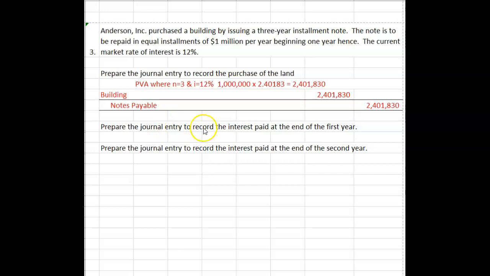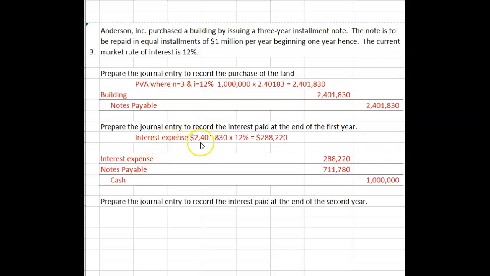Prepare the journal entry to record the interest paid and the $1 million installment at the end of the first year. I'll give you a hint. You need to calculate interest on the principal balance of the loan before this payment at 12% per year, and any amount that you do not apply to interest should be applied to principal. So write your journal entry, and when you finish, start the video again to check your work.